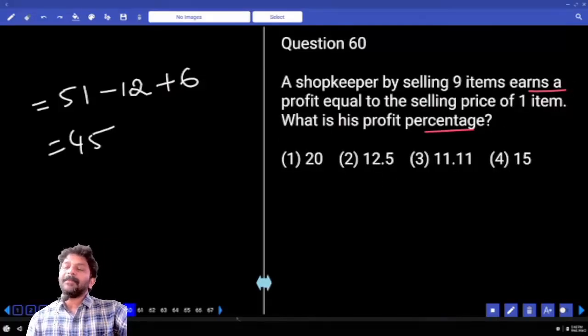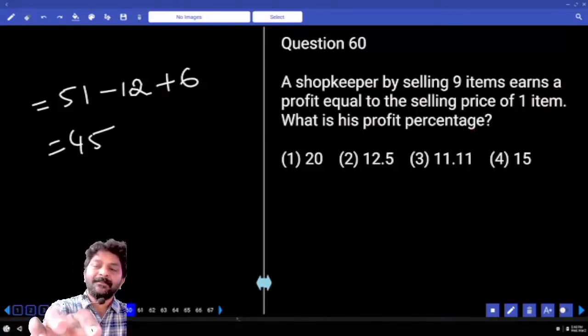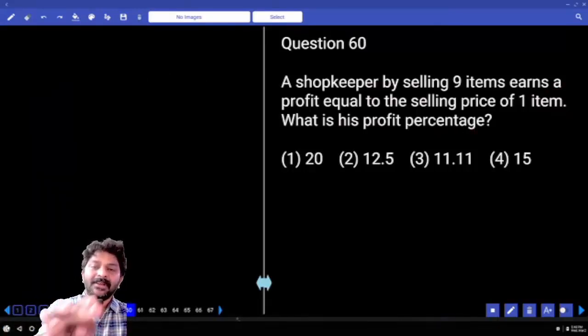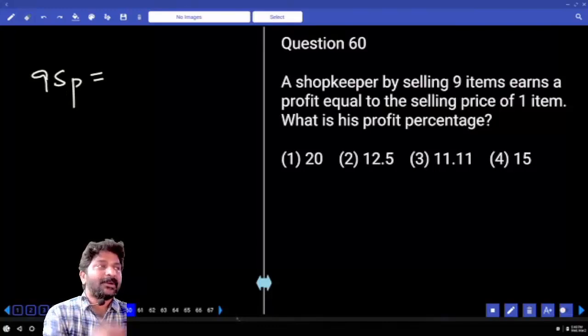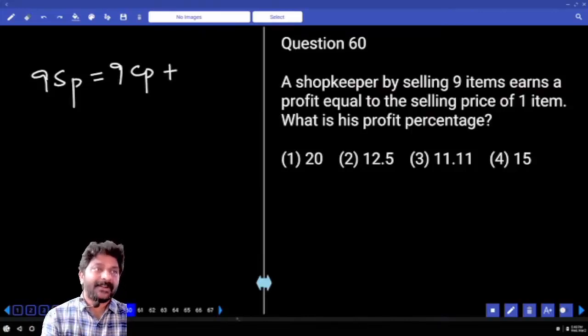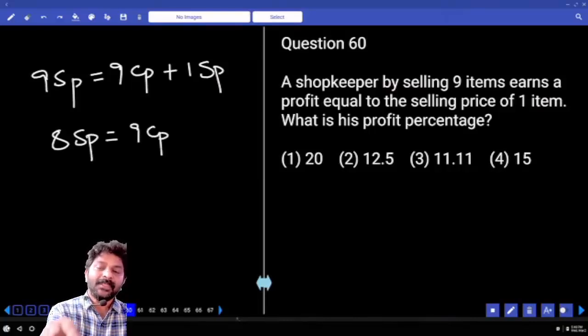A shopkeeper, by selling 9 items, earns a profit equal to the selling price of 1 item. What is the profit? How many items is he selling now? So the selling price of 9 articles must be equal to the cost price of 9 articles plus profit. And profit they mentioned as 1 article's selling price. If selling prices come to one side, 8 SP is equal to 9 CP.